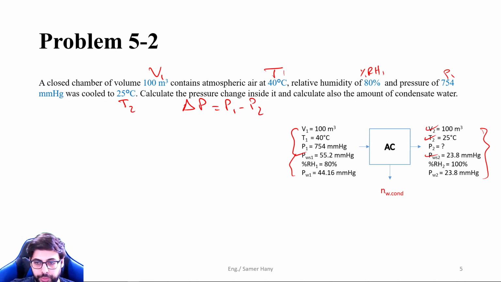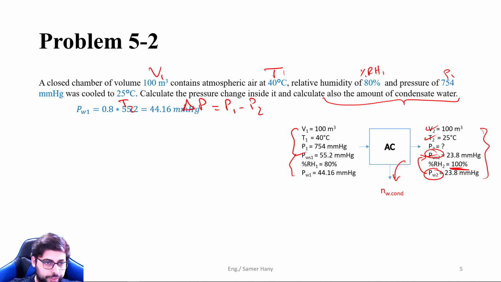And then the P water 2. Since the problem itself says we need to calculate the amount of water that got condensed, we know that the relative humidity out of the air conditioner will be 100% to be able to condense some water in here. Okay, so from this statement, we know that the water pressure in the outlet gas is the same as the saturation pressure of water at the same temperature.